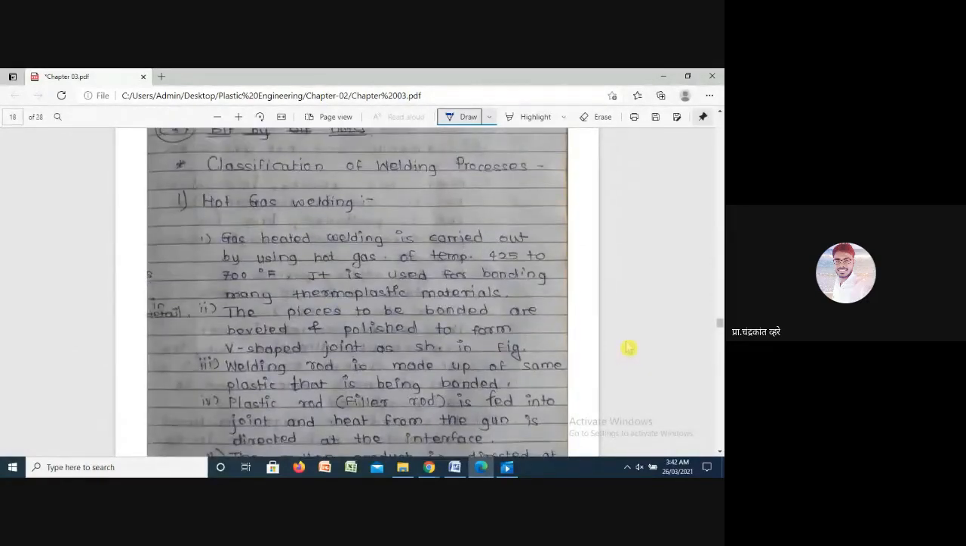Okay, so first one, classification of welding processes. Write down. This is also part of the second chapter. Give the heading classification of welding processes. Now we are dealing with the second chapter's last point, welding processes. Okay, so write down the first one, hot gas welding.